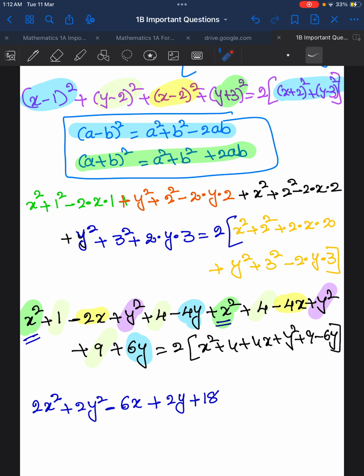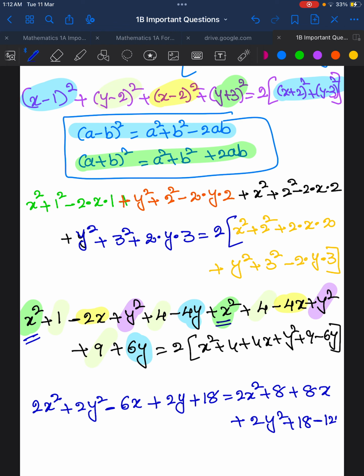Now for the right side values we will just multiply. So what happens? 2 into x square, 2x square. 2 4s are 8, plus 8x, plus 2y square, plus 2 9s are 18, minus 2 6s are 12y we got.